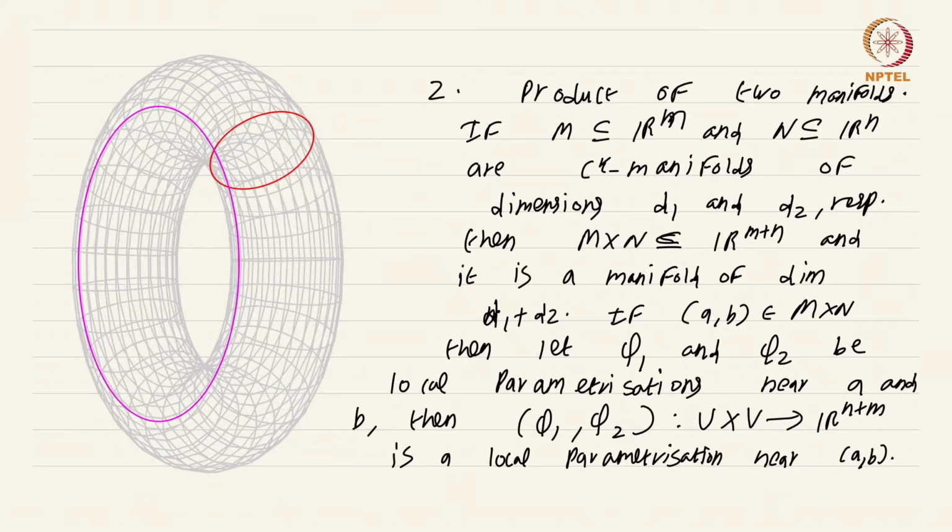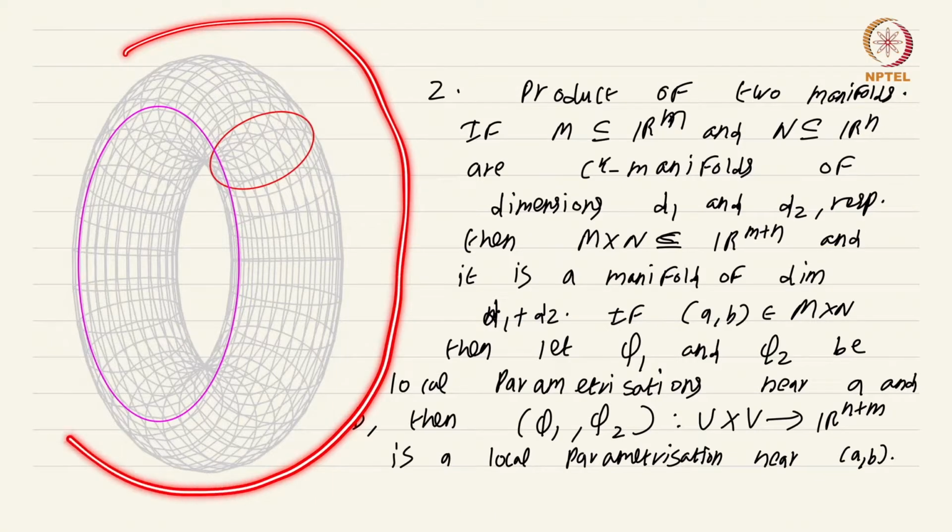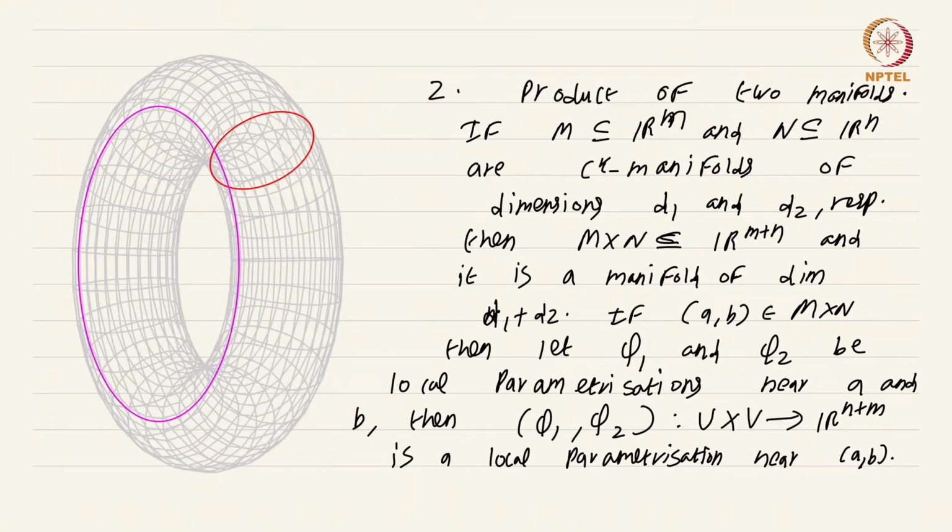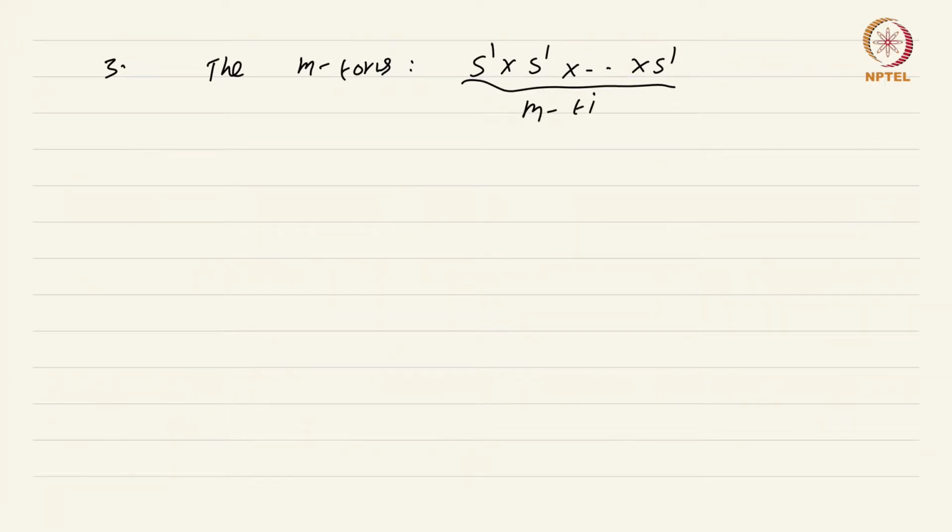So this object that I have drawn here is called a torus. It looks like a tire or a tube or a donut or whatever. So this is actually supposed to be the product manifold. So let's take example number 3. The m-torus, this is S1 cross S1 dot dot dot cross S1, m times. So repeating the argument in the previous part, we will get that this m-torus is also a manifold of dimension exactly m, because we are taking m copies of S1 and taking the Cartesian product.